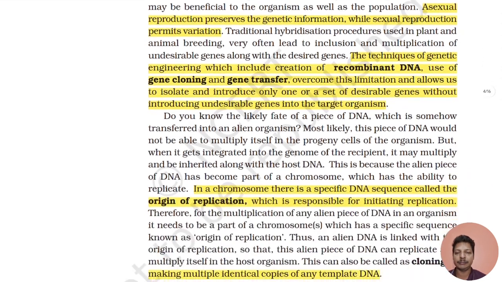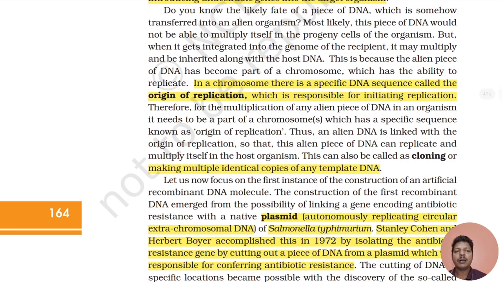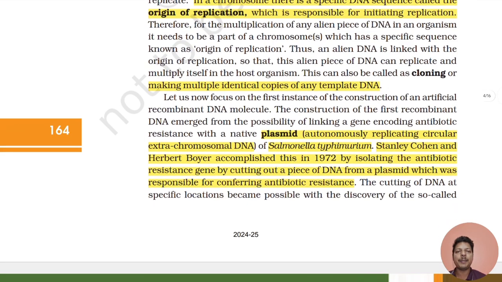Here, in a chromosome, there is a specific DNA sequence called origin of replication, which is responsible for initiating replication. Then, cloning means making multiple identical copies of any template DNA. And plasmid is an autonomously replicating circular extrachromosomal DNA. Stanley Cohen and Herbert Boyer accomplished this in 1972 by isolating the antibiotic resistance gene by cutting out a piece of DNA from a plasmid of Salmonella typhimurium which was responsible for conferring antibiotic resistance.